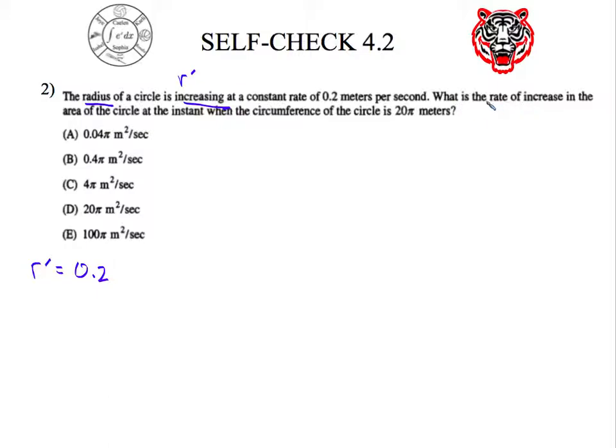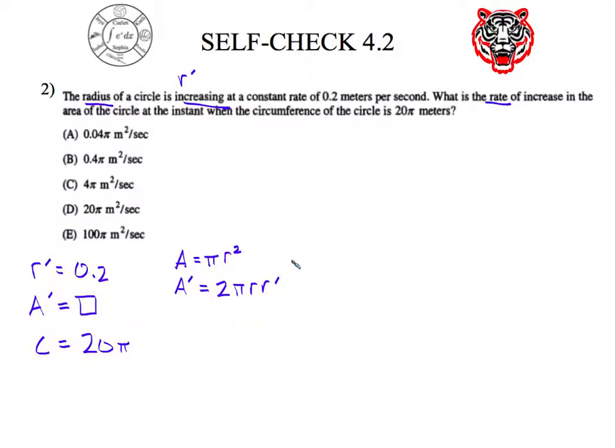What is the rate? Okay, so we're talking about the rate of increase of the area. So a prime, that's the question. What is that rate of the area? The instant when the circumference, so it's telling us the circumference is 20 pi. All right, so what do we know? We know area of a circle is pi r squared, therefore a prime, the derivative of area, is 2 pi r prime.